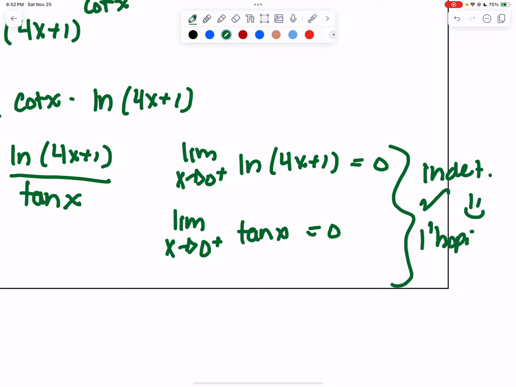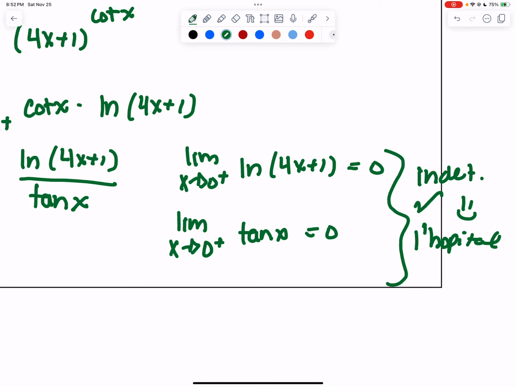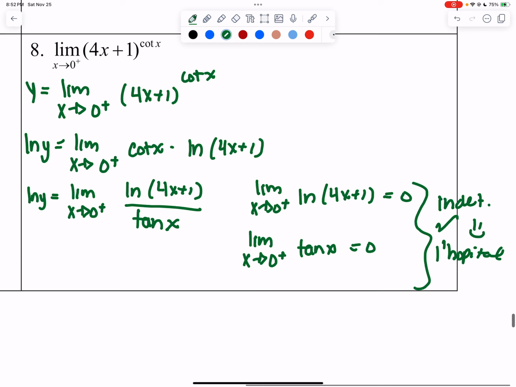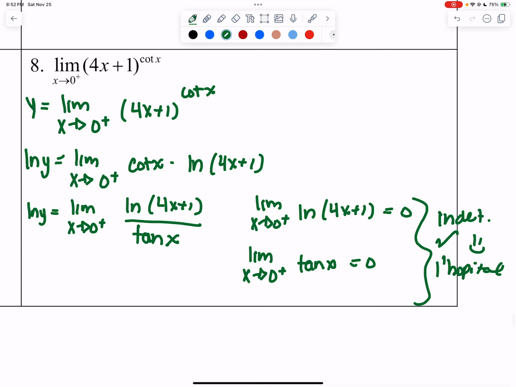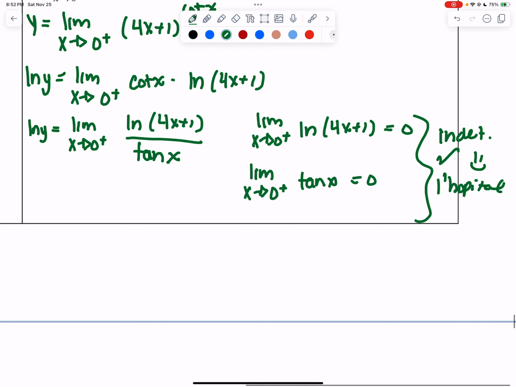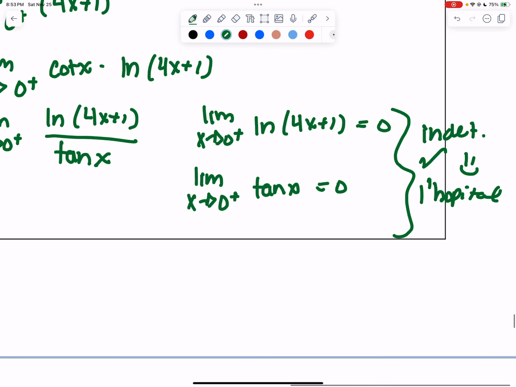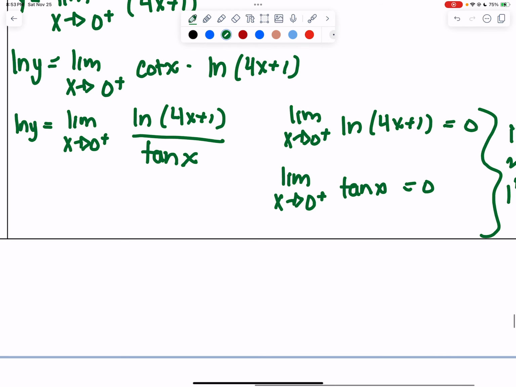L'Hopital's. I'm getting lazy, but remember, don't be lazy on the AP exam, okay? You're trying to get 3s, 4s, and 5s, preferably 5s. So don't shorthand stuff and just write it out.